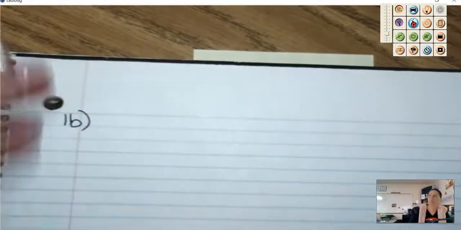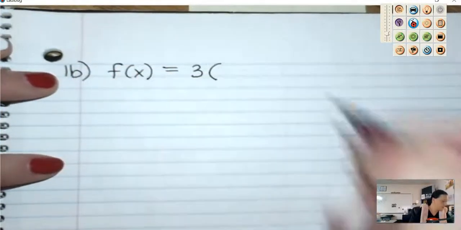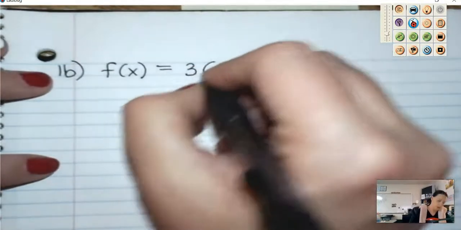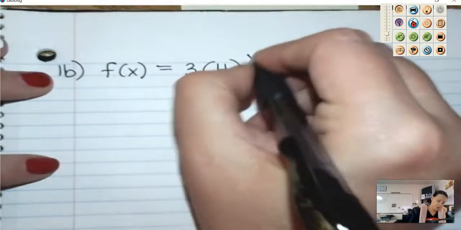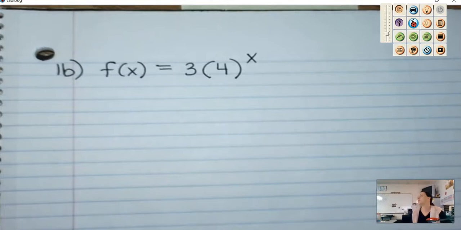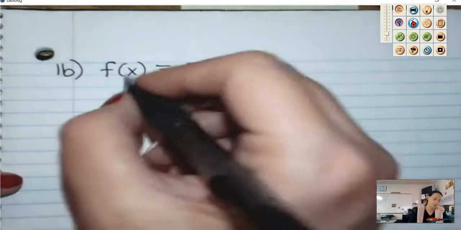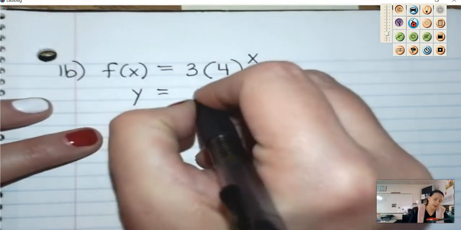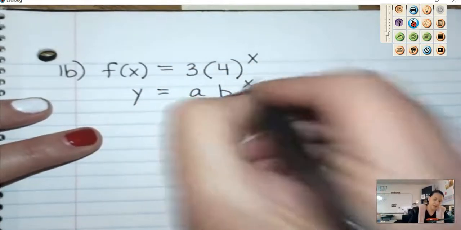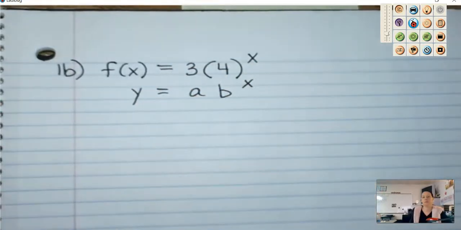Okay, this is example 1b. f of x equals 3 parentheses 4 to the x power. So it's already in a b to the x power form. Okay, go ahead and graph that first.